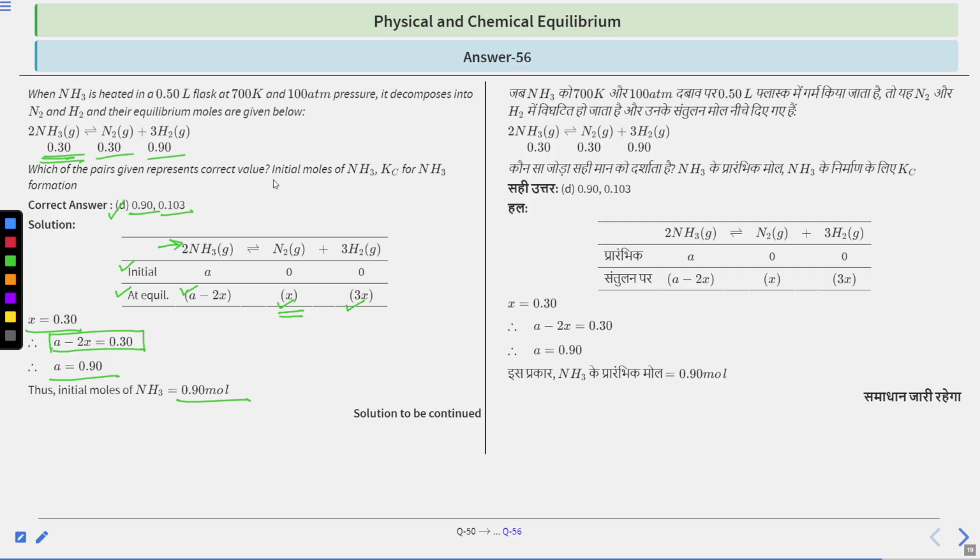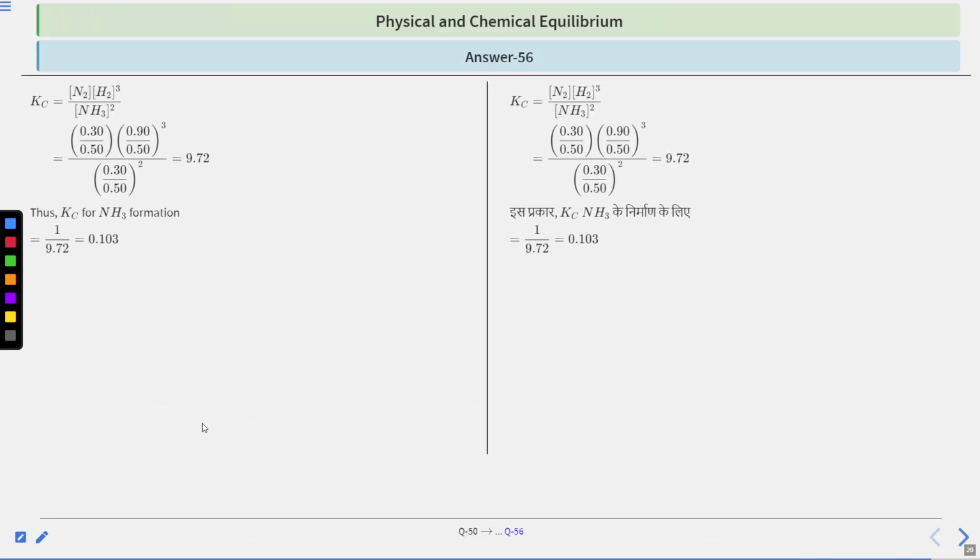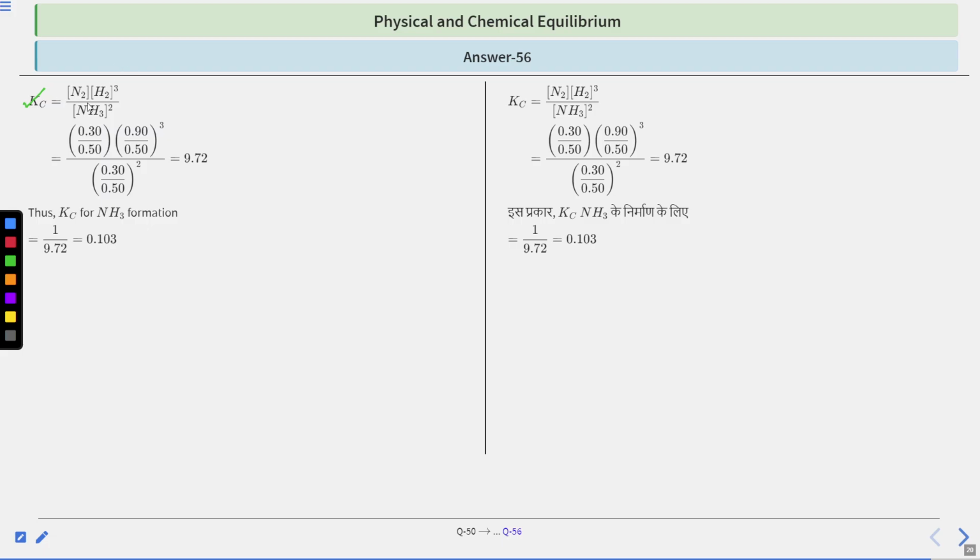So the first thing which we have to find out has come. Now Kc for NH3 formation, and for this we will write the Kc for the equation, which is the product concentration divided by the reactant concentration. So N2 into H2 to the whole power 3 divided by NH3 square. Now N2 concentration will be moles, which is 0.3, upon the volume, which is 0.5. Similarly for H2, 0.9 upon 0.5 whole cube. Similarly for NH3, 0.3 divided by 0.5 whole square. And on solving this, we have Kc equal to 9.72.